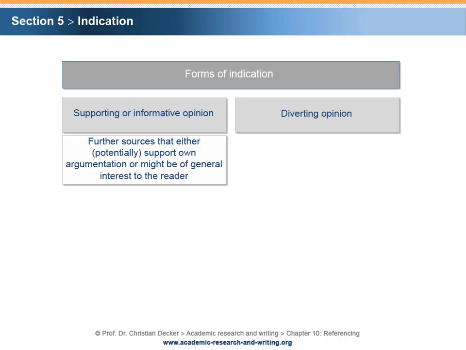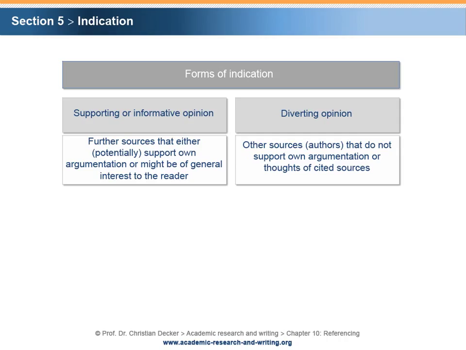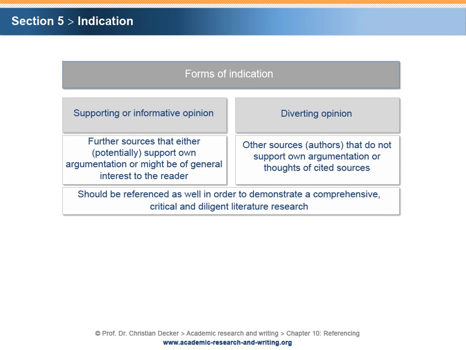Diverting opinions can be derived from sources or authors that do not support the researcher's own argumentation or thoughts of cited sources. Both informative as well as diverting meanings should be included into the referencing in order to demonstrate a comprehensive, critical, and diligent literature research.